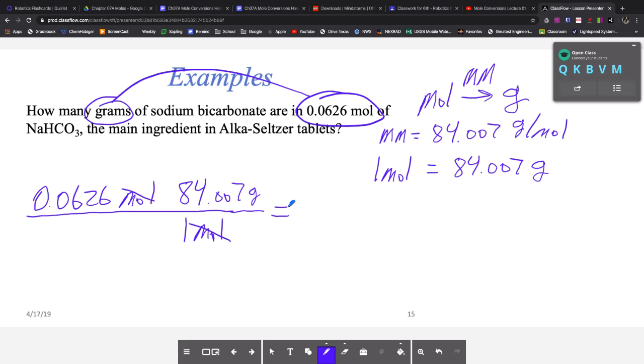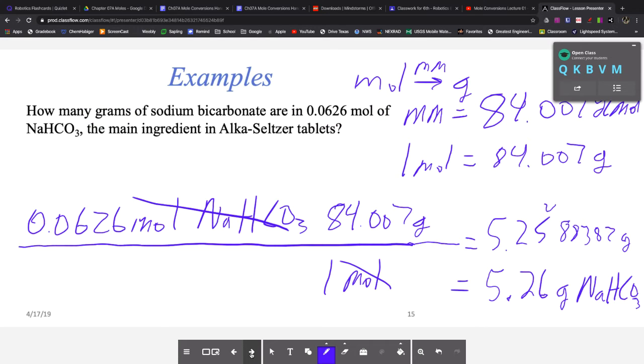So to solve that, we have to take 0.0626 times 84.007. We're multiplying because the number is on top of the dimensional analysis line. So when we multiply that, our calculator answer is 5.2588382. That's a 2.